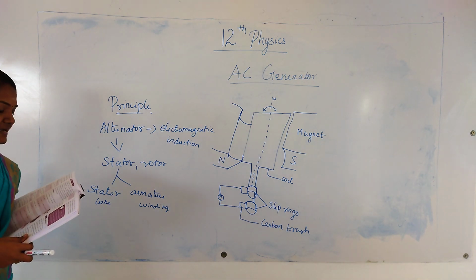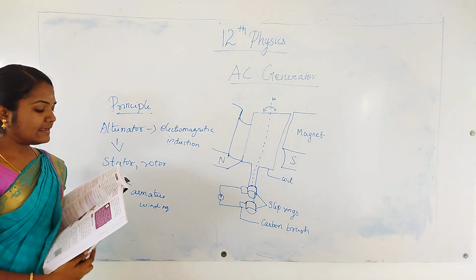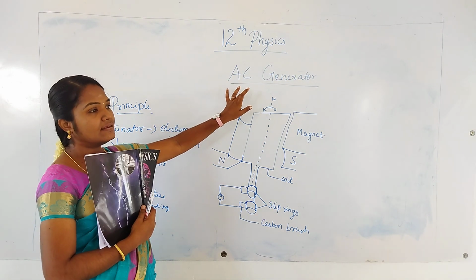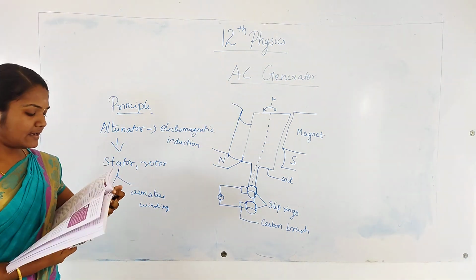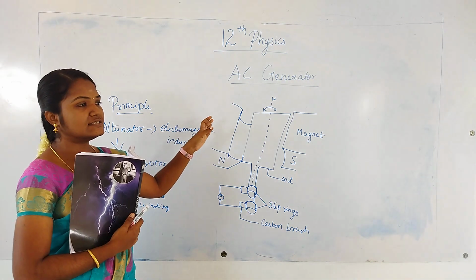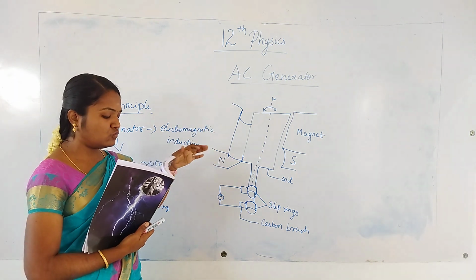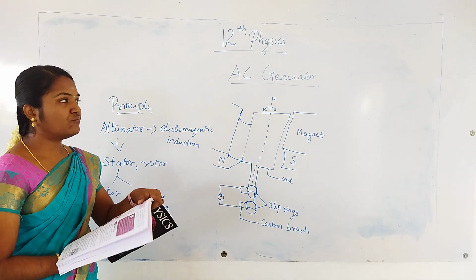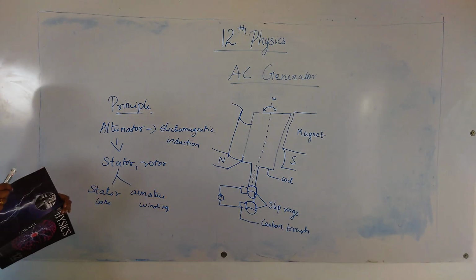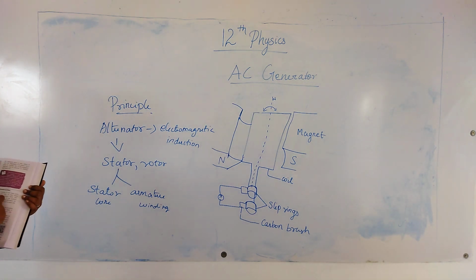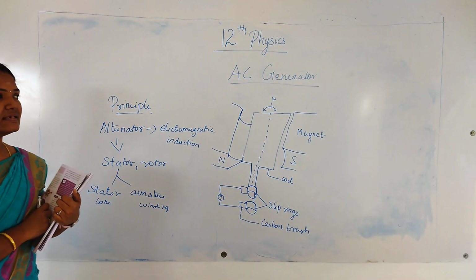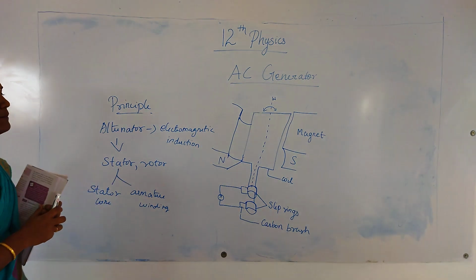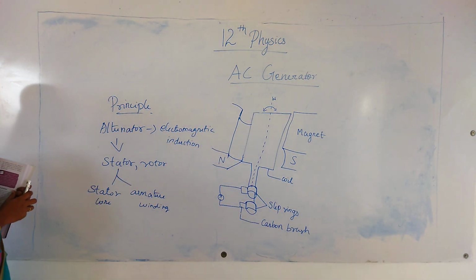What is an AC generator? It is an alternator energy conversion device. It converts mechanical energy into electrical energy with the use of a rotating coil in the field magnet. The alternator produces a large electrical power, so it is used in homes and industries to produce a large amount of current. Then what is the principle involved in the AC generator?